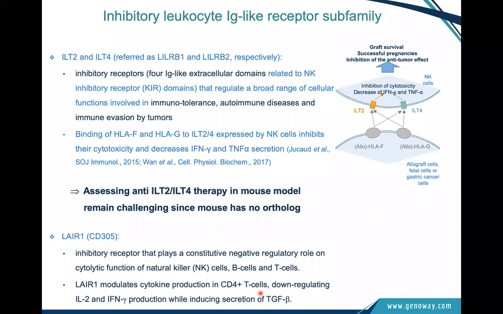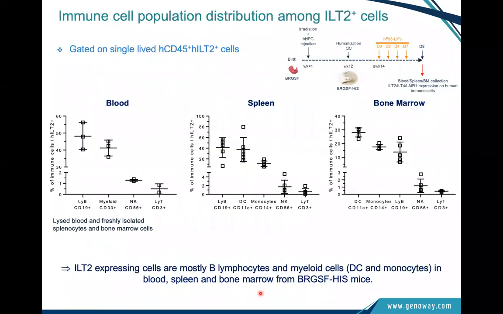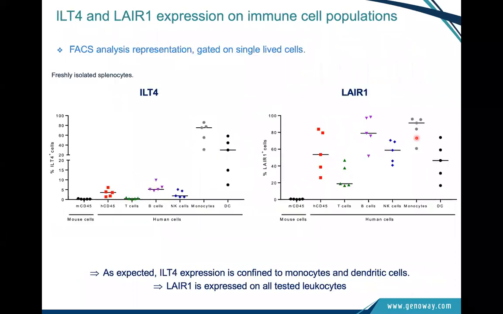So are those receptors present on immune cells developed in HIS mice? We looked for them, and indeed, you do detect ILT2 expression on B lymphocytes and myeloid cells developed in those mice. That is seen in the blood, spleen, and bone marrow. Same observation was also made for ILT4, which is expressed on monocytes and DCs and not on the other immune cell types, as it is in Mother Nature in human.